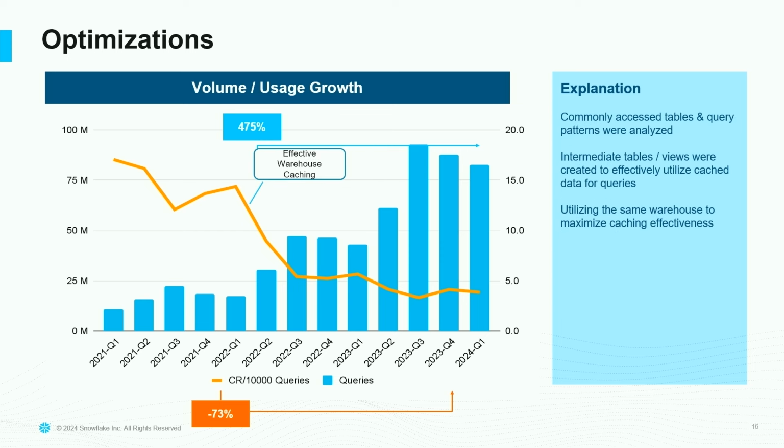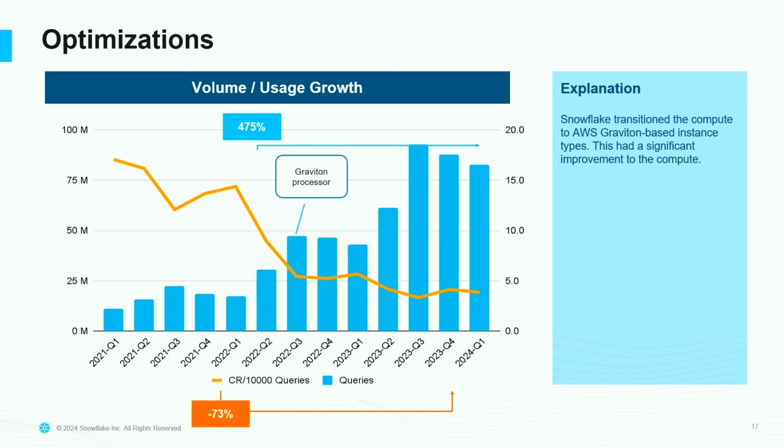Next, we wanted to utilize the power of Snowflake warehouse caching. We looked at the commonly accessed tables and views, what are those query patterns, and we create the intermediate tables in order to fully utilize the caching power of Snowflake. This was brilliant. We started seeing a steep curve in our Snowflake cost consumption. Because if you utilize the same warehouse for the intermediate tables that you're going to reuse again and again, you get maximum benefit out of the caching mechanism.